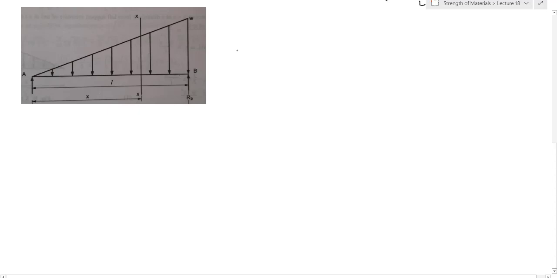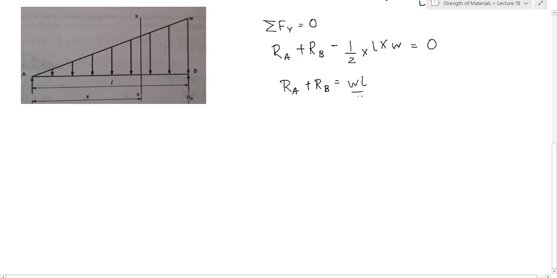So we will have to do summation Fy. Summation Fy is equal to 0. So reaction force at A plus reaction force at B minus the total load because of this, half into base into height, is equal to 0. So Ra plus Rb is equal to WL by 2. This is my equation number 1.